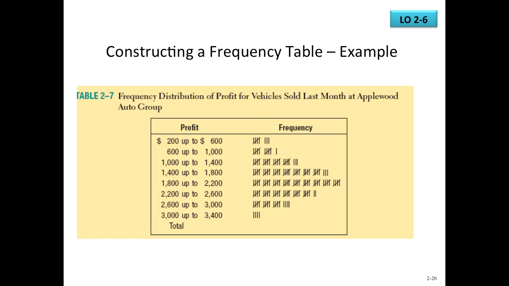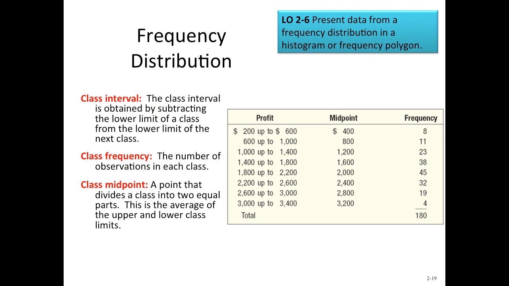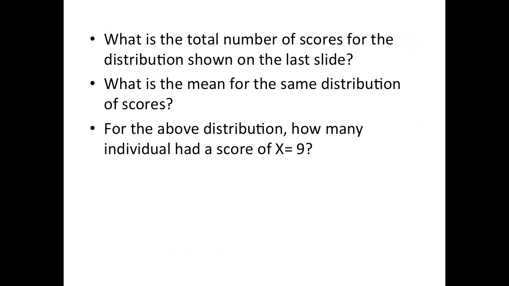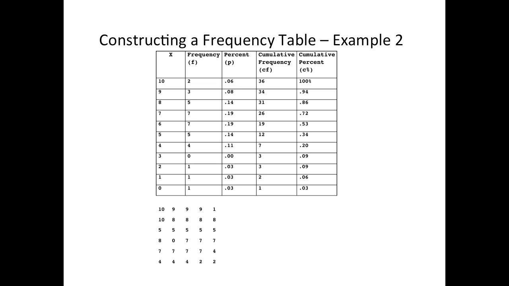And here's a, oh, going the wrong way. There we go. So what is the total number of scores for this distribution? There's another way to do it without adding it. Exactly. So if you look at your cumulative frequency, it will also tell you your total number of scores.